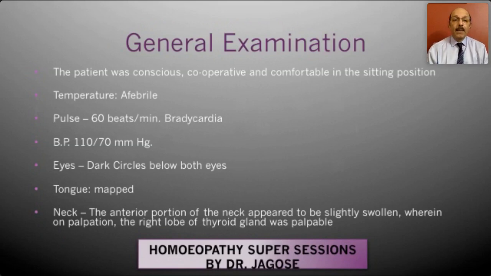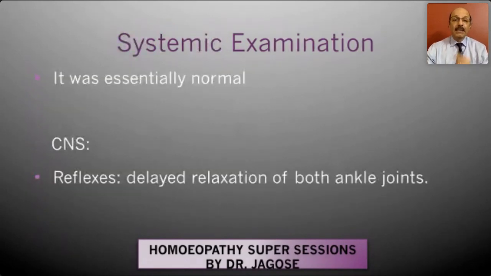Temperature is afebrile, pulse is 60 beats per minute, bradycardia, blood pressure is 110 by 70. Eyes, dark circles below the eyes. Tongue is mapped. Neck, the anterior portion of the neck appeared to be slightly swollen. On palpation, the right lobe of the thyroid gland was palpated. Systemic examination was essentially normal except in the CNS, where there was delayed relaxation of both ankle joints.